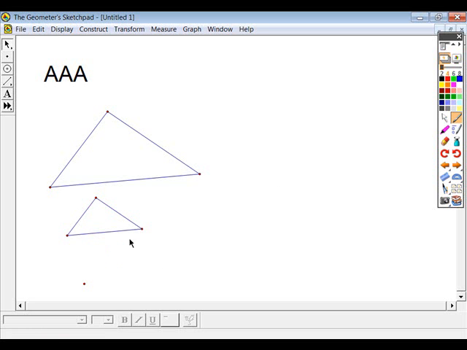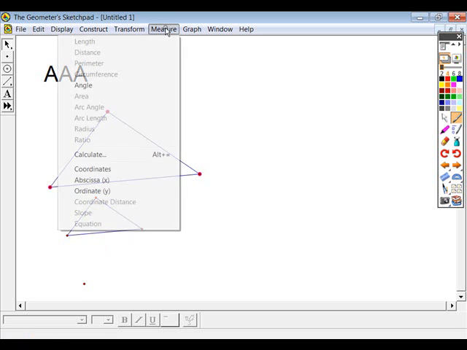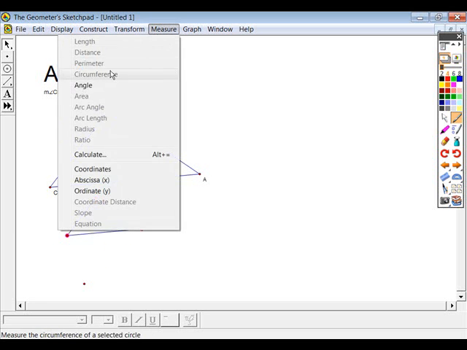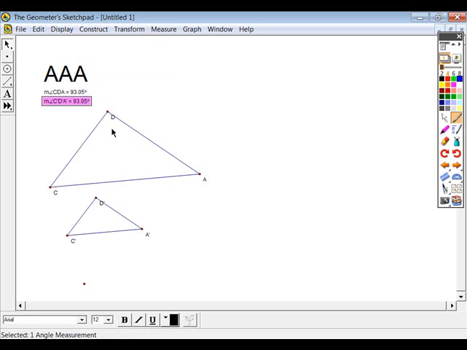If you're looking at these two triangles, and I want to compare the measures of all three corresponding angles, I'm just going to measure these really quickly. Okay, so I have this corresponding angle D's are congruent. Corresponding measure A's. And then finally the corresponding angles C's.